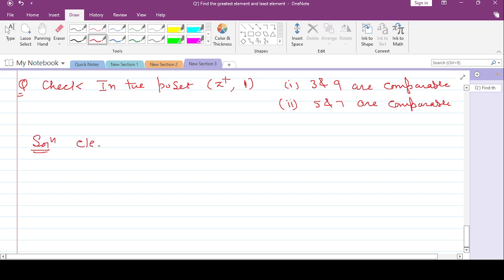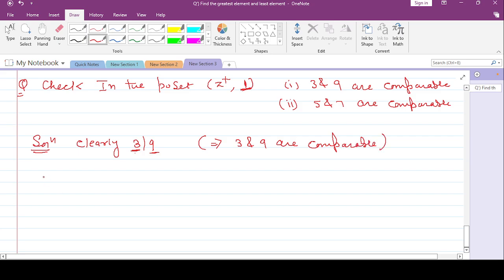Clearly 3 divides 9. See, the relationship is the relationship of divisibility. So clearly 3 divides 9. It means that this element is in relationship with this element. And what is the definition of comparable elements? If A is in relation with B or B is in relation with A, then we say that the elements are comparable. So here clearly 3 is in relationship with 9. So it means that 3 and 9 are comparable.